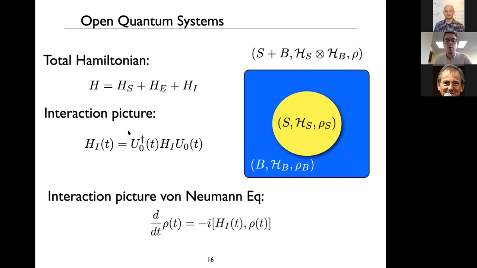So as Ilya mentioned, when you perform this interaction picture transformation, you remove the explicit dependence of your generator on H_S plus H_B, and it's encoded within this interaction Hamiltonian in the interaction picture. This is critical for the derivation of the Markovian, or GKSL, form of the master equation, because you only want the time dependence of the reduced density operator of your open system to be generated according to this interaction Hamiltonian, rather than combining the time evolution generated through the open system Hamiltonian plus the interaction Hamiltonian. So I think that maybe gives a better explanation.